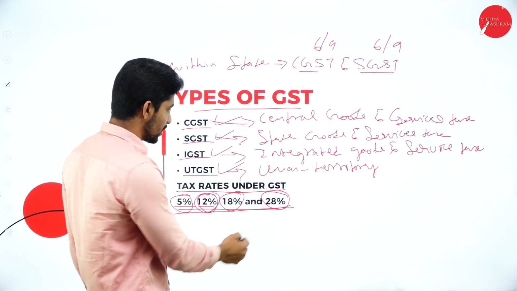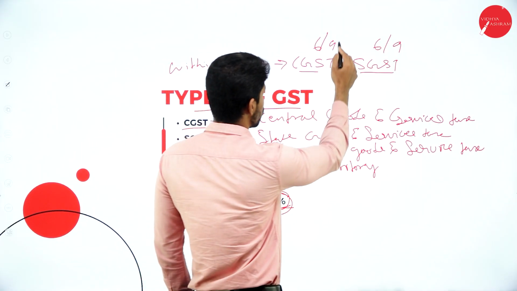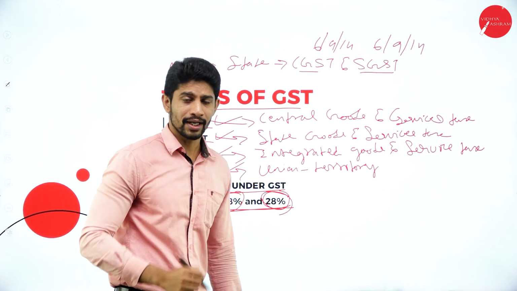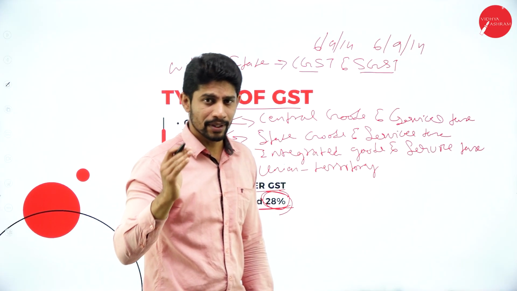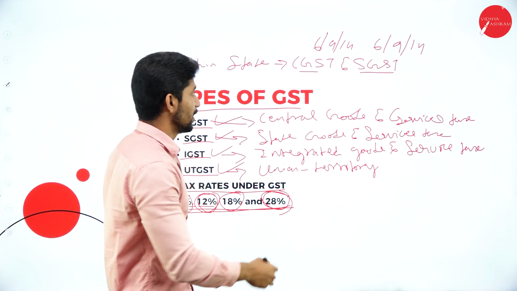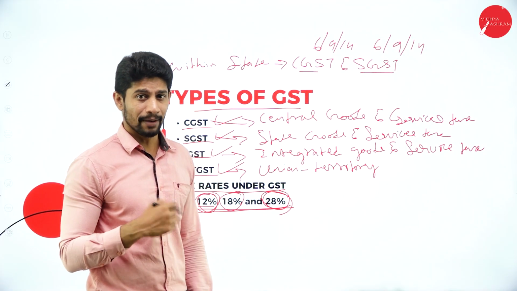In case the tax rate is 28%, what will you do? You will collect 14% CGST and 14% SGST. So if any transaction is happening within the state, if both the seller and the buyer are in the same state, then CGST and SGST is applicable.